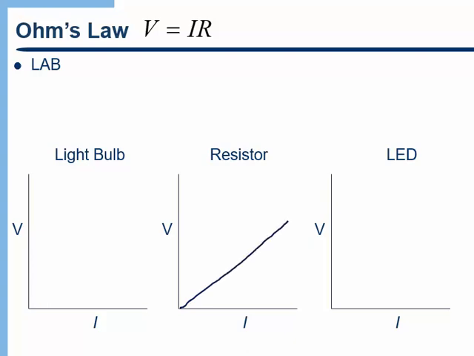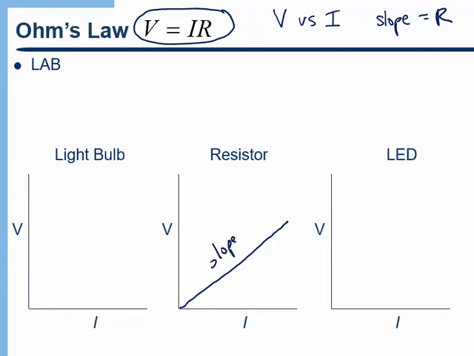When you plot V versus I for a resistor, you get a straight line. Notice that since V equals IR, if I plot V versus I, then the slope is equal to the resistance. And so when you plot V versus I for a resistor, you get a constant slope. And that's because a resistor is simply a device that has a constant resistance.